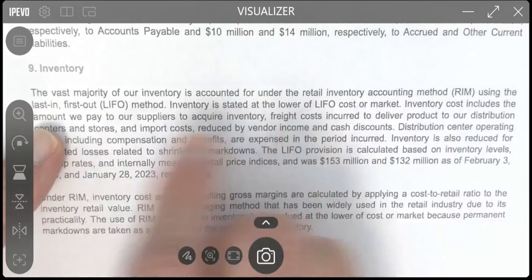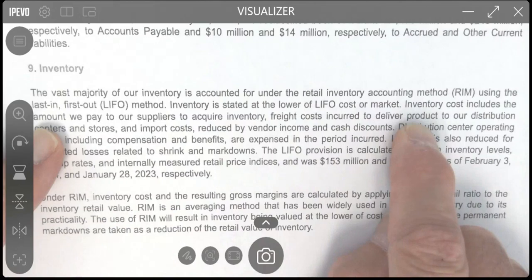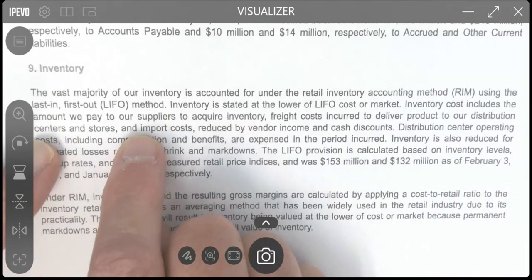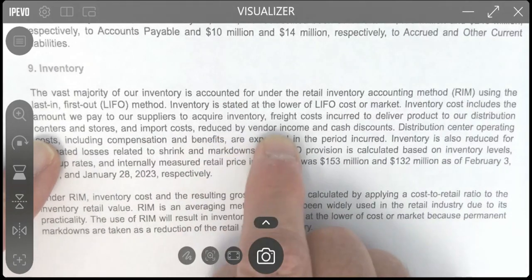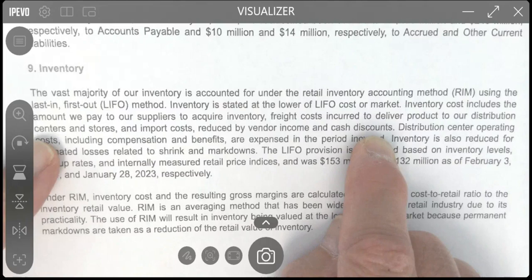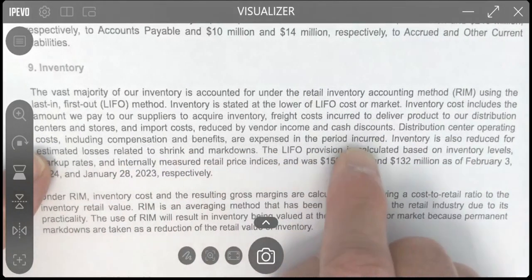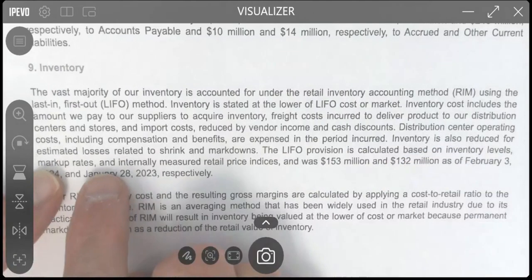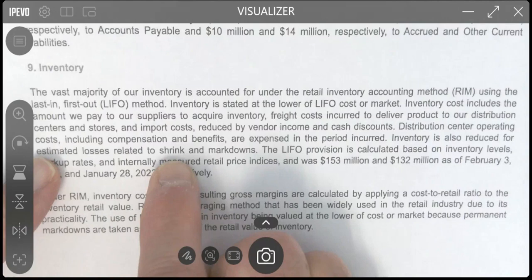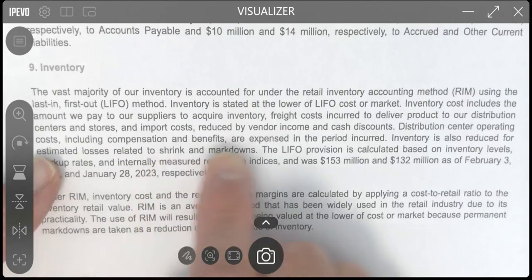Inventory cost includes the amount we pay to our suppliers to acquire inventory, freight costs incurred to deliver product to our distribution centers and stores, and import costs. Inventory costs are reduced by vendor income and cash discounts. Distribution center operating costs, including compensation and benefits, are expensed in the period they are incurred. Inventory is also reduced for estimated losses related to shrink and markdowns. Shrink is primarily for Target's operations related to theft of items.